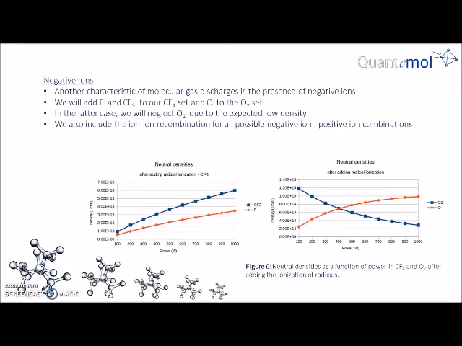Apart from the production of negative ions via dissociative attachment, we will also include the ion-ion recombination for all possible negative ion-positive ion combinations.